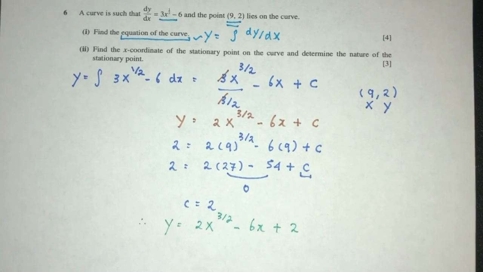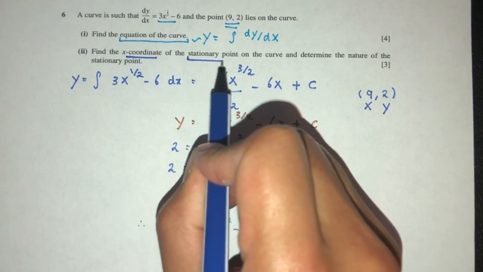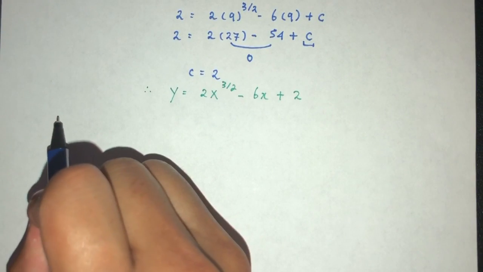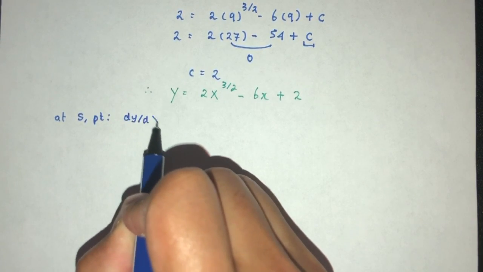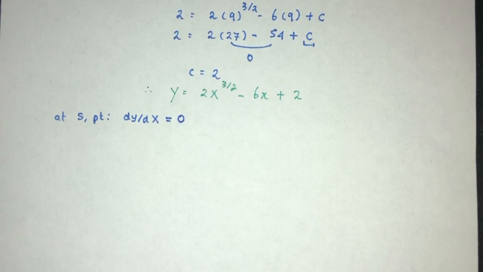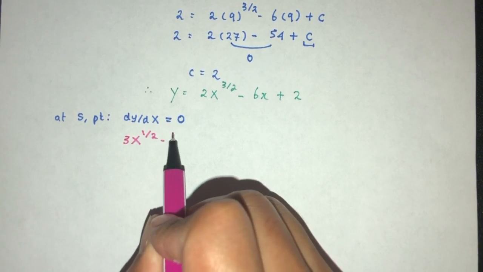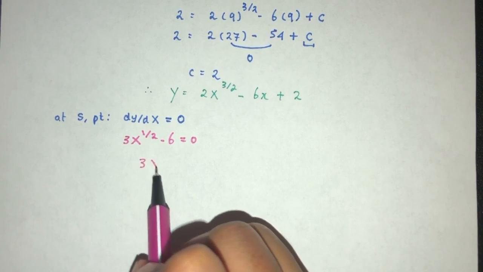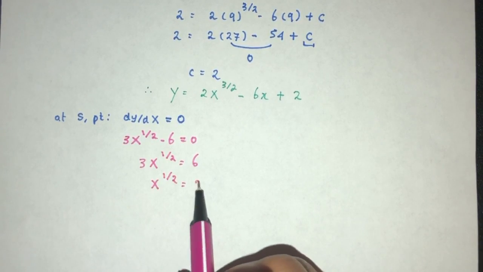Now for part 2, we have to find the x value or the x coordinate of the stationary point and find the nature of the point. So pretty easy. At a stationary point, we look at dy by dx, which has to equal 0. That's something we have to know for this kind of question. Now dy by dx is equal to 3x power half minus 6 is 0. So let's make x the subject. You will have 3x power half, that should be 6. x power half should be the value of 2.